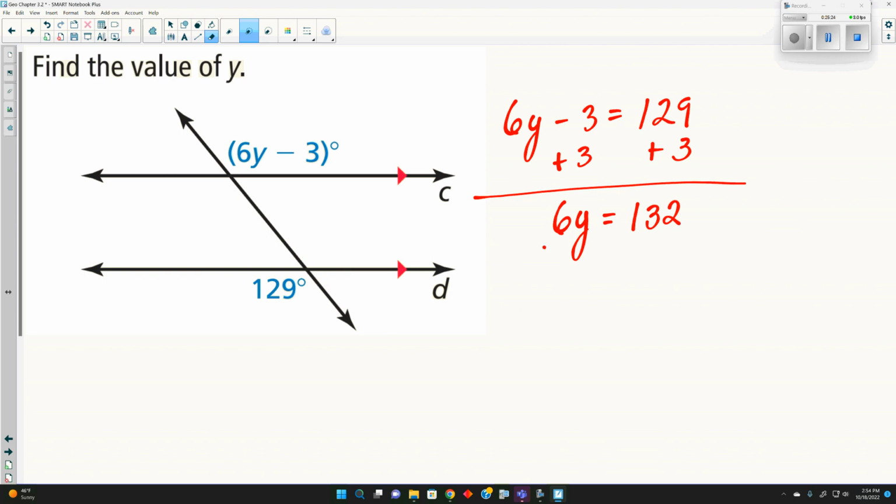And last but not least, I believe that should be 22, because 6 goes into 13 2 times, which leaves us an extra 1, and then 1 and 2. 6 goes into 12 2 times, so we should get 22. It's just long division stepped out.